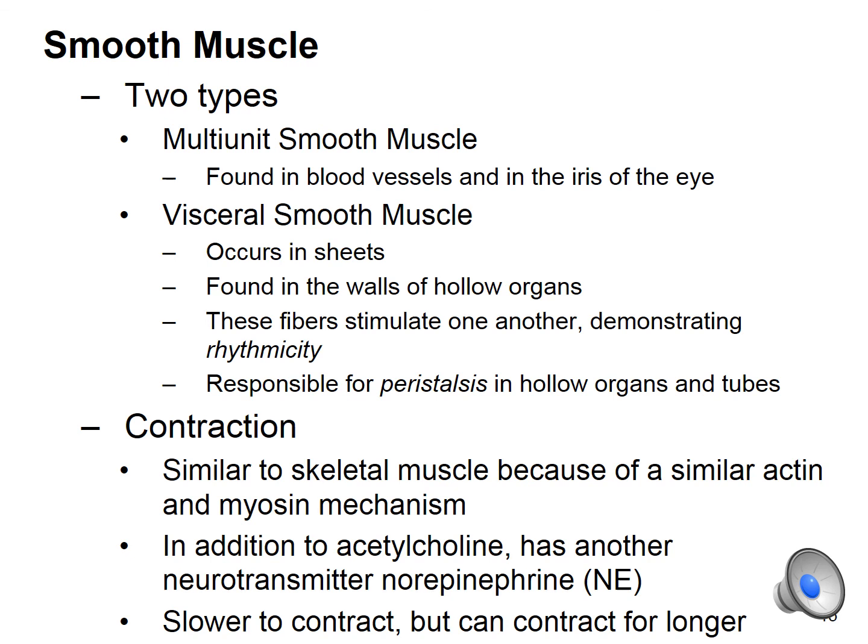I also just want to remind you that smooth muscle does not have any striation. So even though it does have actin and myosin, its sarcoplasmic reticulum is not as well developed, and so the striations aren't as apparent. Again, if we looked at those slides of the smooth muscle versus the skeletal muscle, you could see the striations with the skeletal muscle, but not with the smooth muscle.